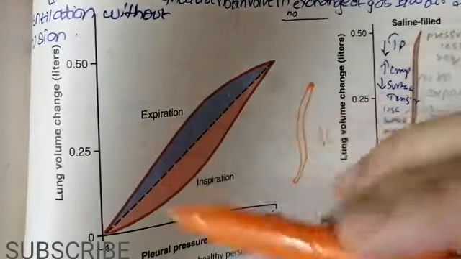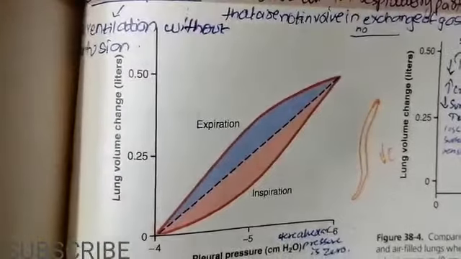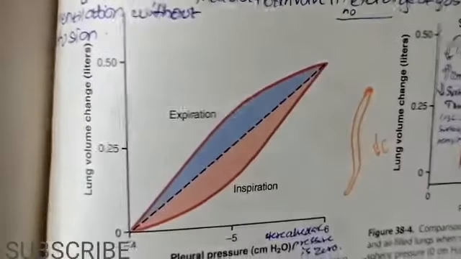So this is a normal lung, in which there is a normal lung compliance because of the normal elastic force and normal surface tension. So this was the explanation.